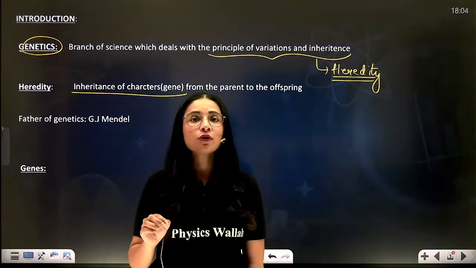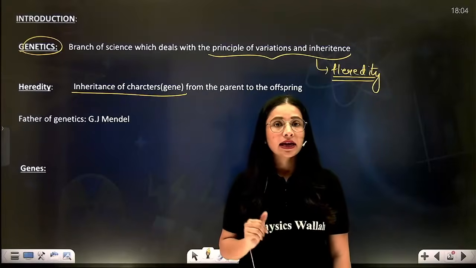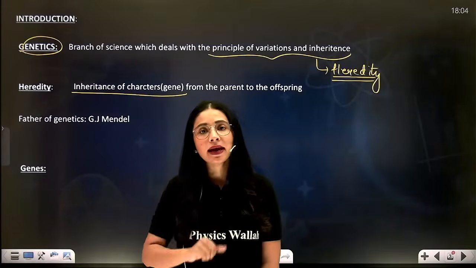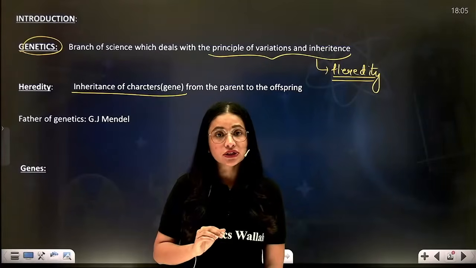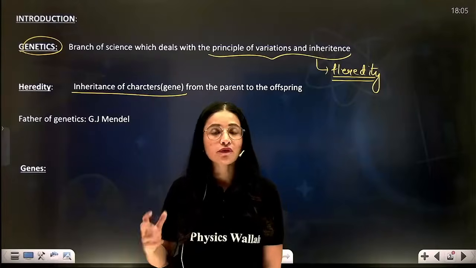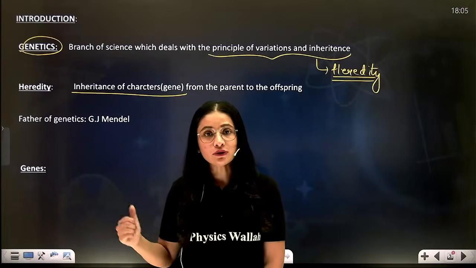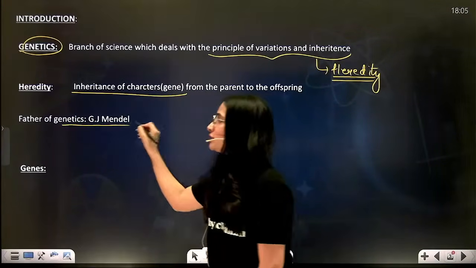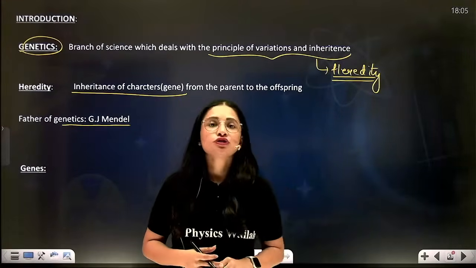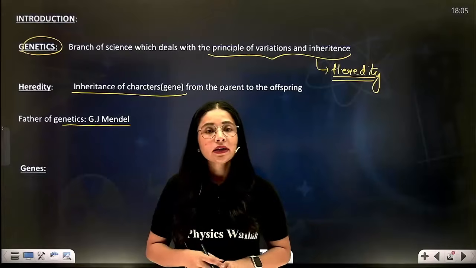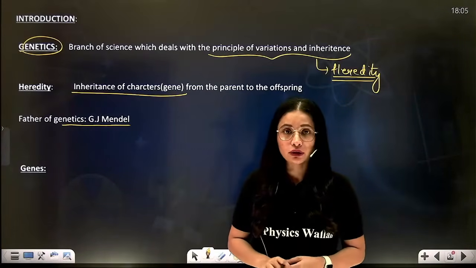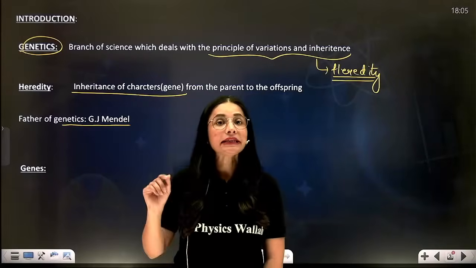Now, who is known as the father of genetics? The father of classical genetics is Gregor Johann Mendel. He was the first person who could explain a few laws of inheritance. So he's also known as the father of genetics. Who's known as the father of genetics? Gregor Johann Mendel. Now, before I enter into the history of Mendel, as I already told you, first we are going to discuss some terminologies.